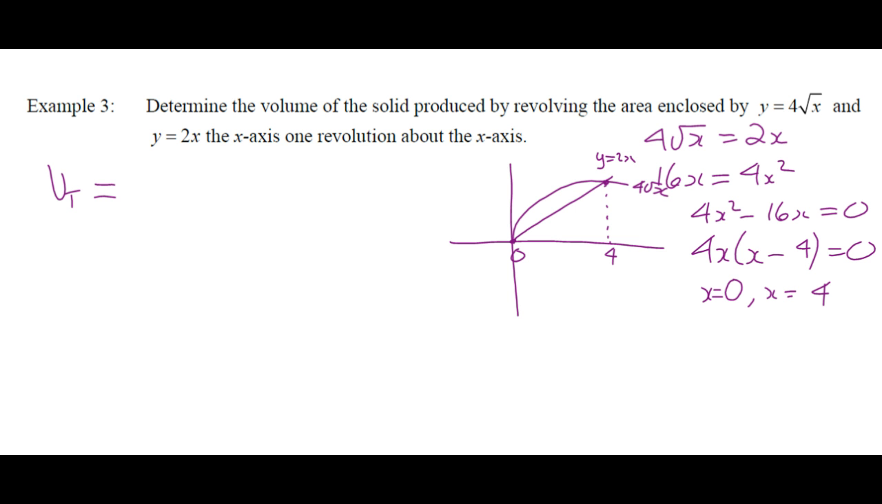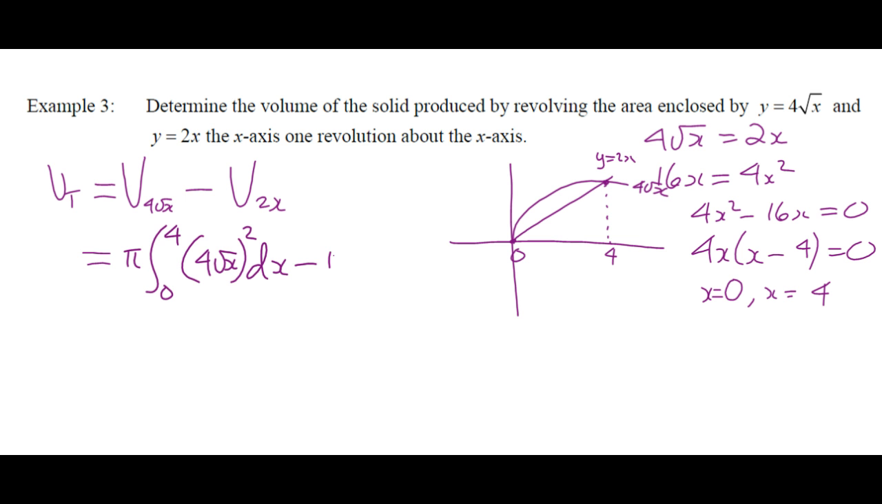So the volume we want is the volume of the 4 root x minus the volume of the 2x. And we're going from 0 to 4, so it's pi, definite integral 0 to 4 of 4 root x quantity squared dx minus pi integral from 0 to 4 of 2x quantity squared dx.